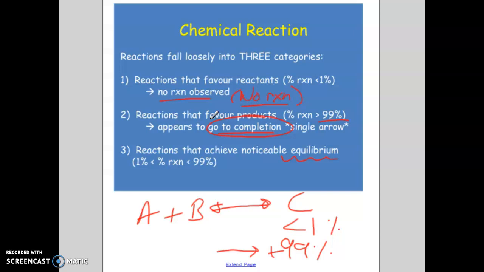So when we say that there has been an established equilibrium, really what that means is it's somewhere in between that. If I have 2% product or 98% product, it's still pretty close to those other requirements, but it's still equilibrium. You can have 10% product, 30% product, 75% product. It doesn't matter as long as it's between that 1 and 99% yield, you have a noticeable established equilibrium.